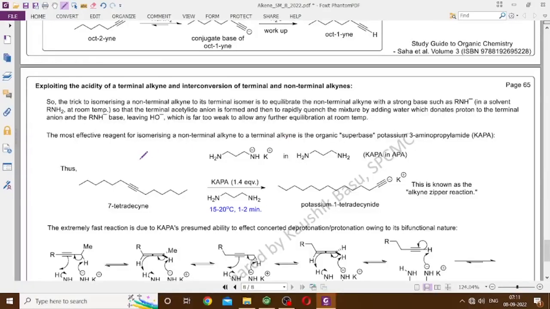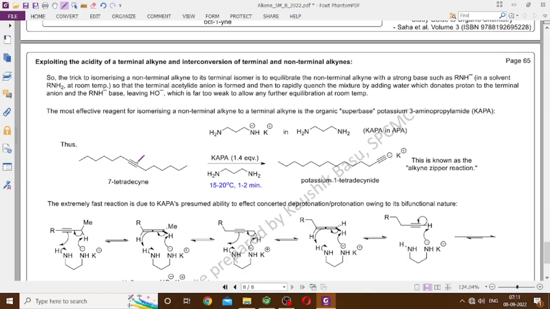So one of the beautiful reagents that you can use for this purpose is the organic superbase, which is potassium 3-aminopropylamide, KAPA. You use it in a little bit of excess in 1,3-diaminopropane solvent. The temperature is 15 to 20 degrees centigrade, so there is absolutely zero chance of isomerization of the terminal alkyne into the internal alkyne when you are working up with water or something like that.